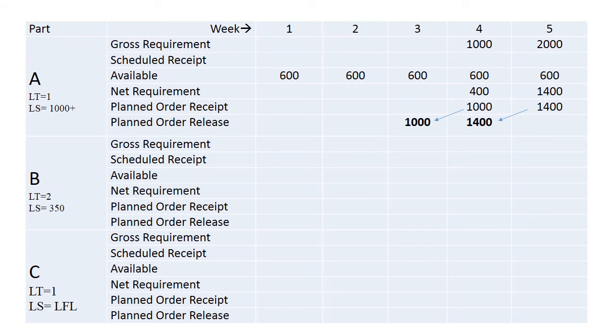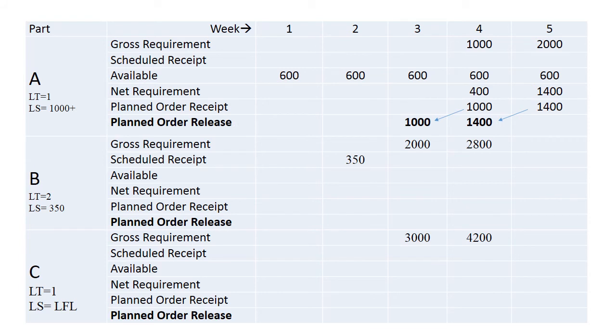Now, demand for B and C will depend on how much you are telling them to make, because you're telling them to make 1,000 A and 1,400 A. To have that available in week 4, they must start making them in week 3 and week 4 respectively. You must have enough B's and enough C's in those 2 weeks. All right, so let's see what we need to do.